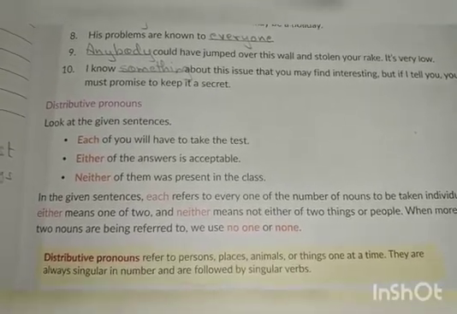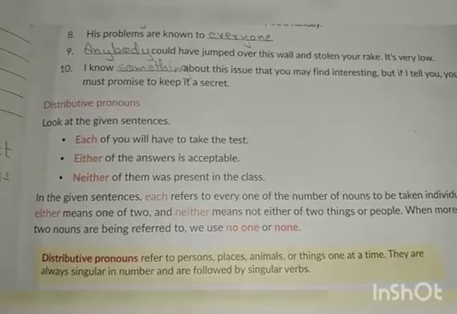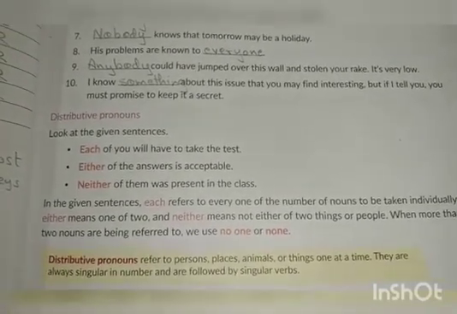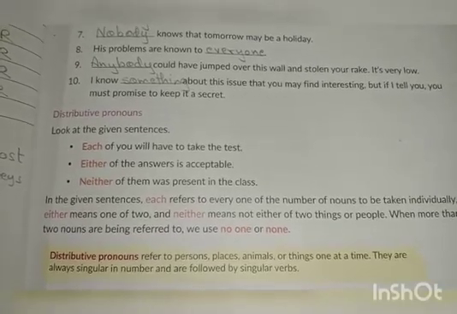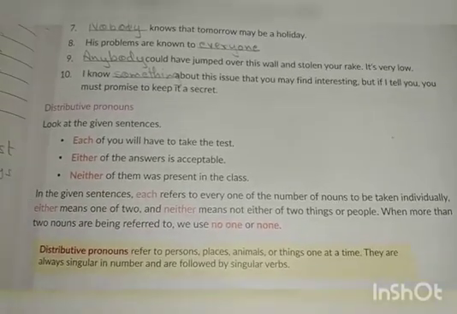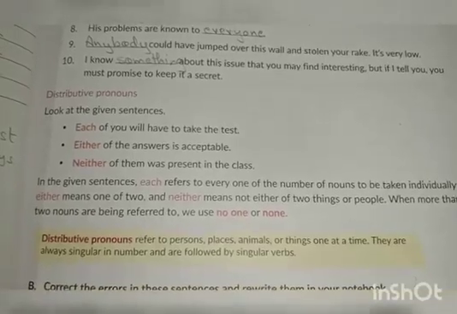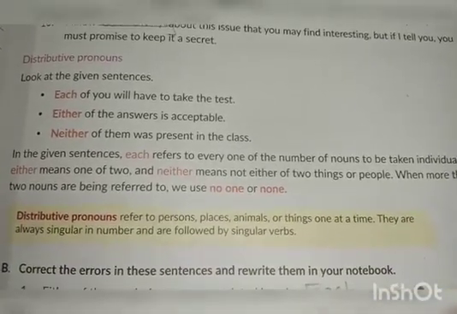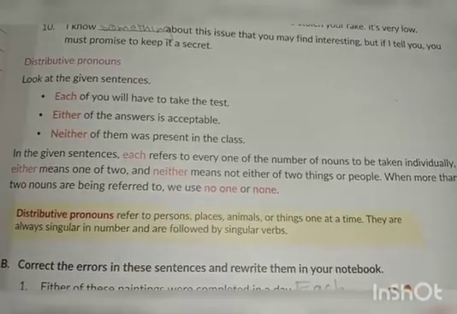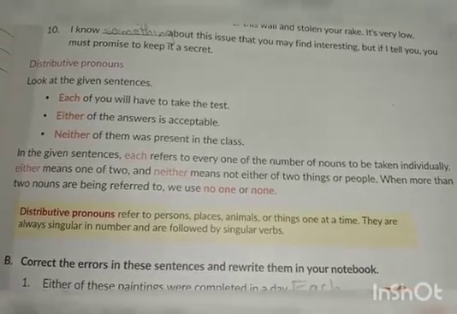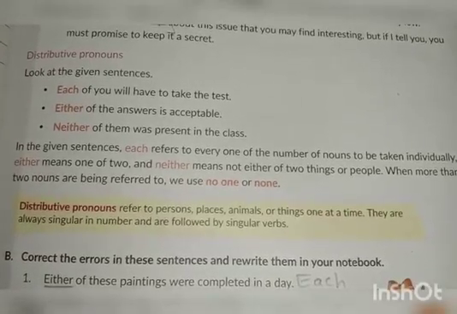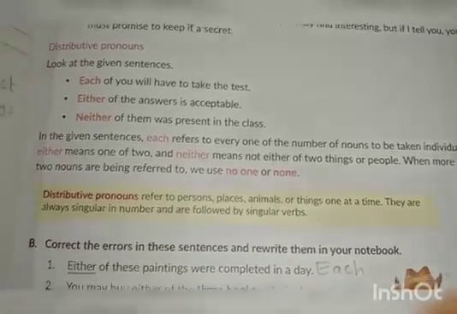Either means one of two. Now, either means there is a choice between two. And neither means not either of two things or people. When more than two nouns are being referred to, we use no one or none. Distributive pronouns refer to persons, places, animals or things one at a time. They are always singular in number and are followed by singular verbs.